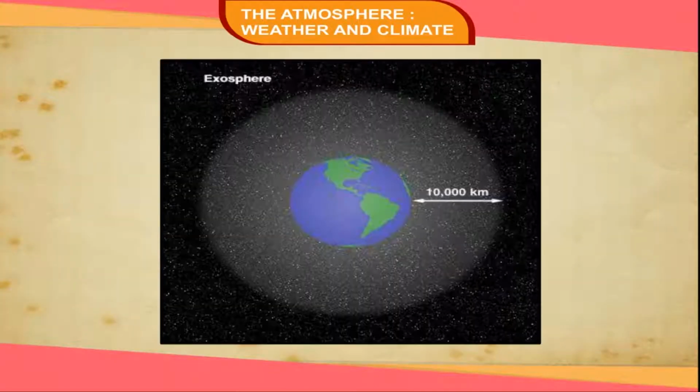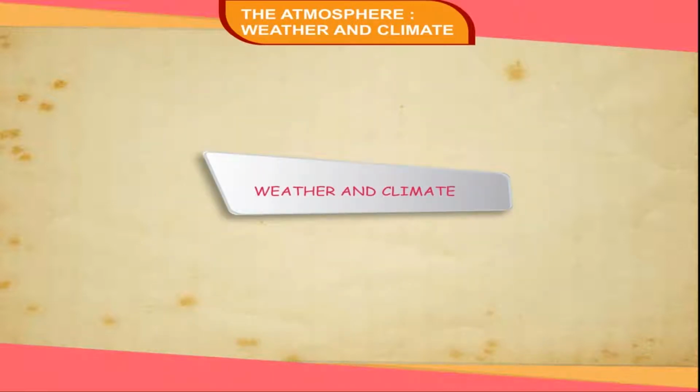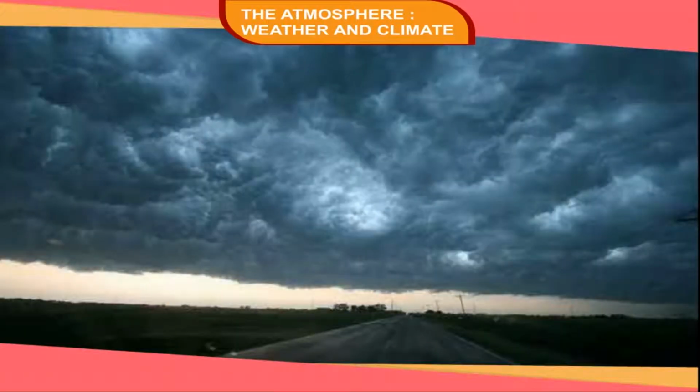Exosphere. The outermost layer of the atmosphere is called the exosphere. The air thins in this sphere until it ultimately merges into outer space. The temperature increases rapidly in this layer because of the solar radiations. Weather and climate. The terms weather and climate are very closely related to each other. But weather should not be confused with climate.